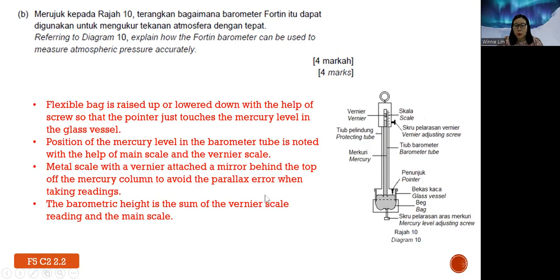Okay, so this is what you do. And then the position of the mercury level in the barometer tube is noted with the help of the main scale and also the vernier scale. A metal scale with a vernier and a mirror behind the top of the mercury column is to avoid parallax error when taking the reading. And the barometer height is the sum of the vernier scale reading and the main scale reading. Also, basically, we measure the height, the basic idea for a barometer.